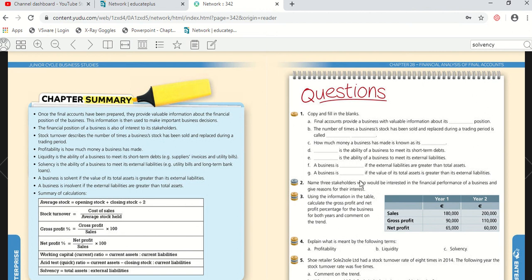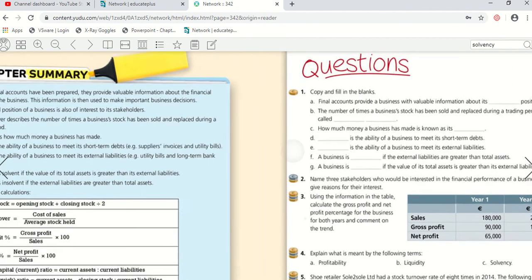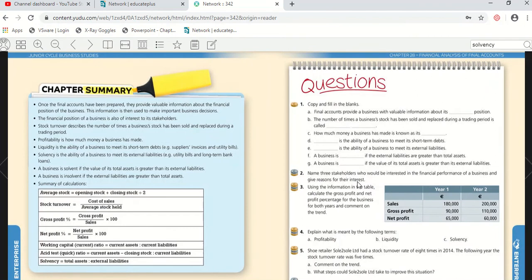You have to go on then and name 3 stakeholders who will be interested in the financial performance of business and give reasons for their interest. So think of all the different stakeholders: employers, the managers, employees, and investors. So banks, investors will be looking very much at the profitability and the liquidity and how much money they get back in interest or dividends if they're shareholders. Whereas your employees will be looking at profitability to ensure that their jobs are secure. Same with managers and anyone who's involved in the business.